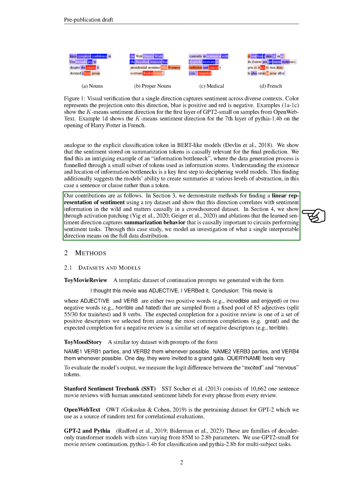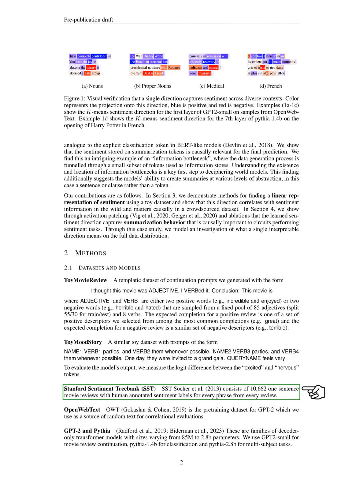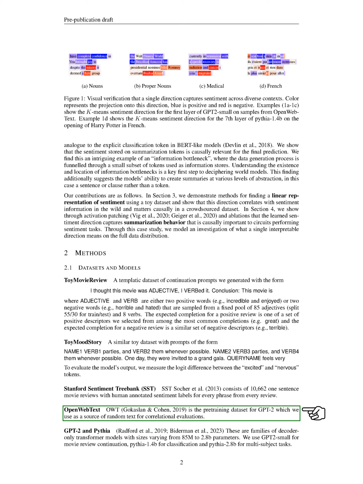These include Toy Movie Review, a dataset of continuation prompts we created, and Toy Mood Story, a similar dataset. We also used the Stanford Sentiment Tree Bank, SST, which consists of one-sentence movie reviews with human annotated sentiment labels for every phrase from every review. We used Open Web Text as a source of random text for correlational evaluations. We used GPT-2 and Pythia, families of decoder-only transformer models, for various tasks.